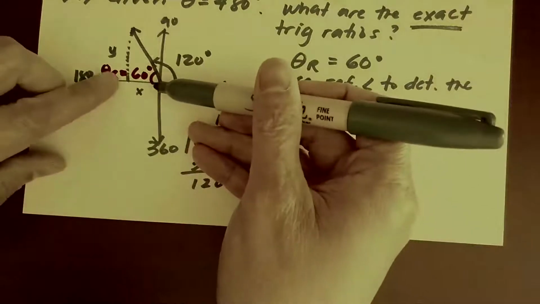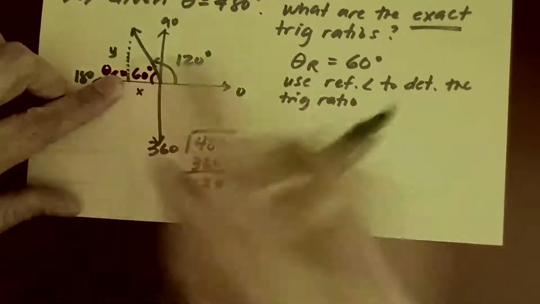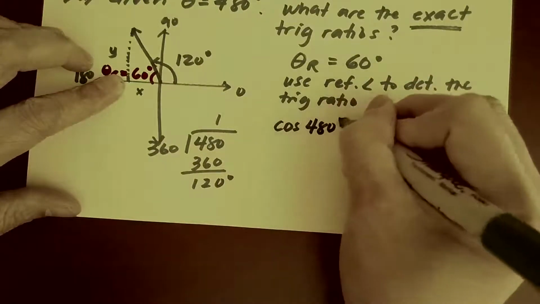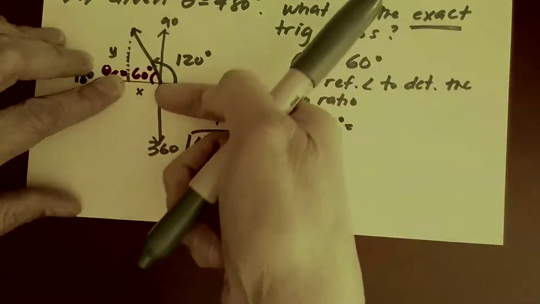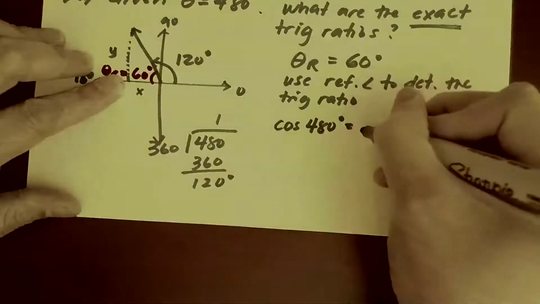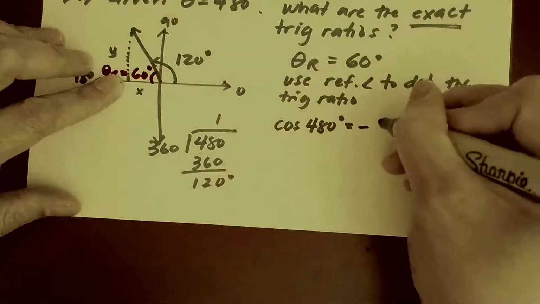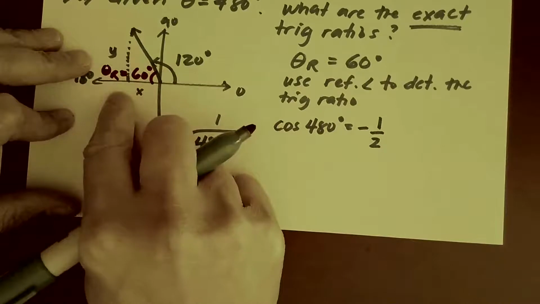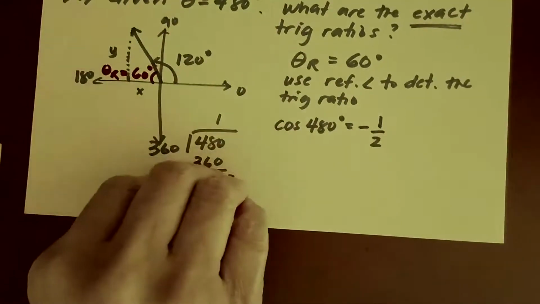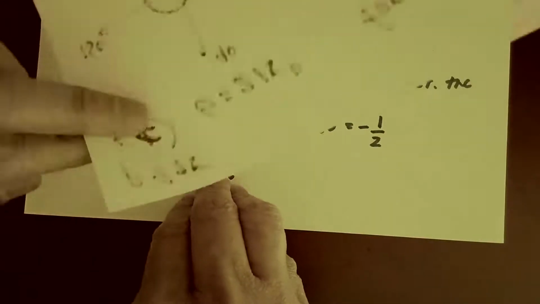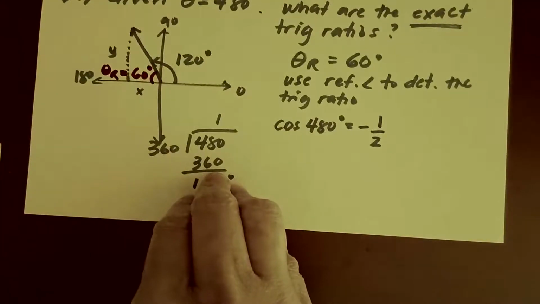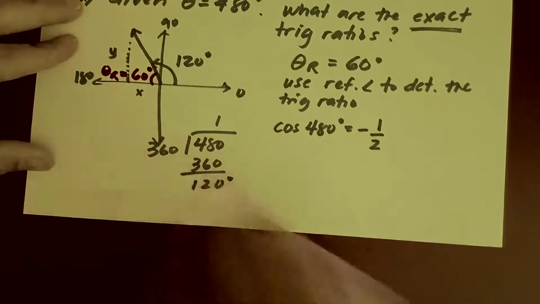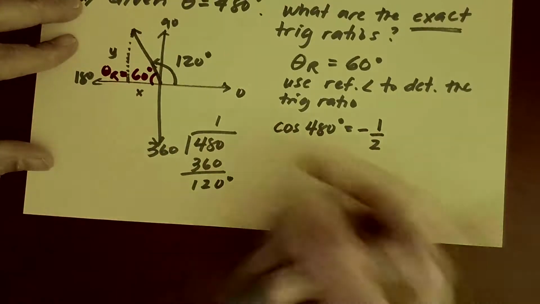We know that the x is the cosine of the angle. So cosine of 480 degrees is going to be, as you can see, in the negative side. So it's going to be a negative. What would that be? Negative 1/2. Okay, so negative 1/2. How did I know it's negative 1/2? We could go back and take a look at our notes from yesterday.